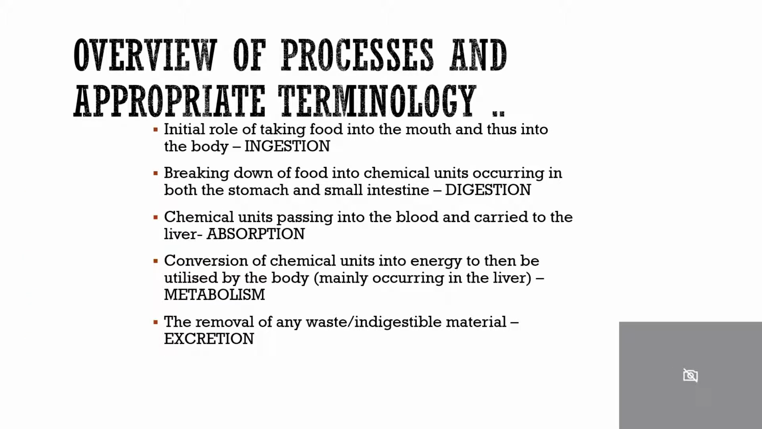So just first of all, to provide you with an overview of the processes and the appropriate terminology that we should be using. The initial role of taking food into the mouth and then onwards into the body we call ingestion. The breaking down of food into chemical units occurring in both the stomach and the small intestine is termed digestion. Chemical units passing into the blood and carried to the liver we term absorption. Conversion of chemical units into energy to then be utilised by the body is termed metabolism, and that mainly occurs in the liver. And the removal of any waste or indigestible material is termed excretion.